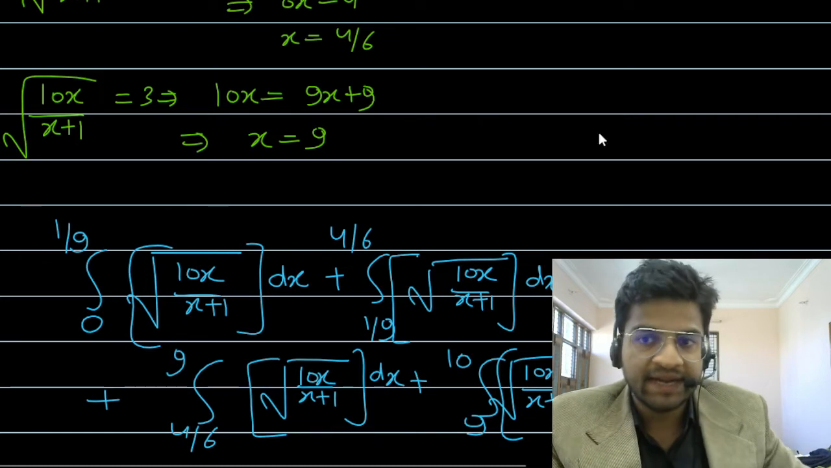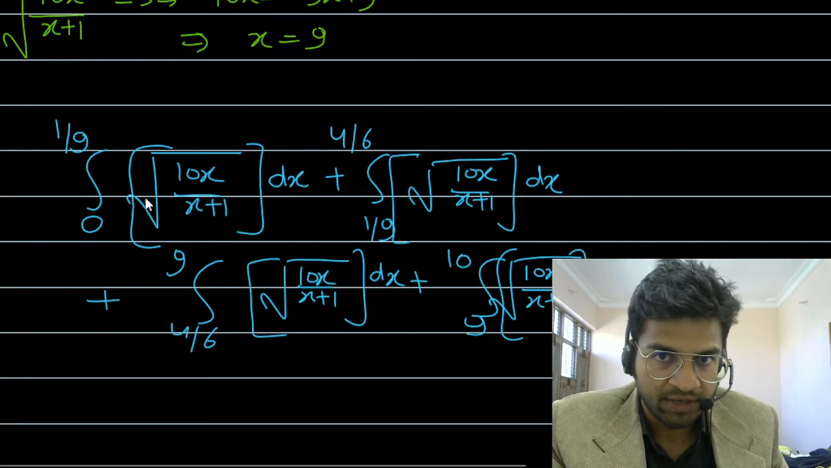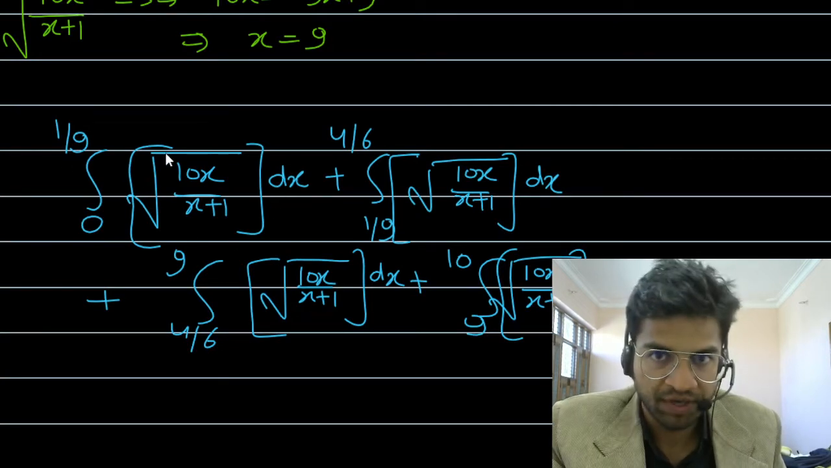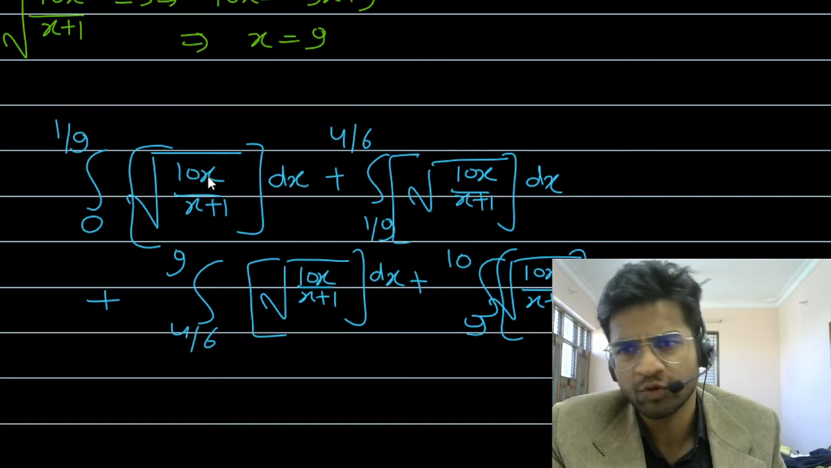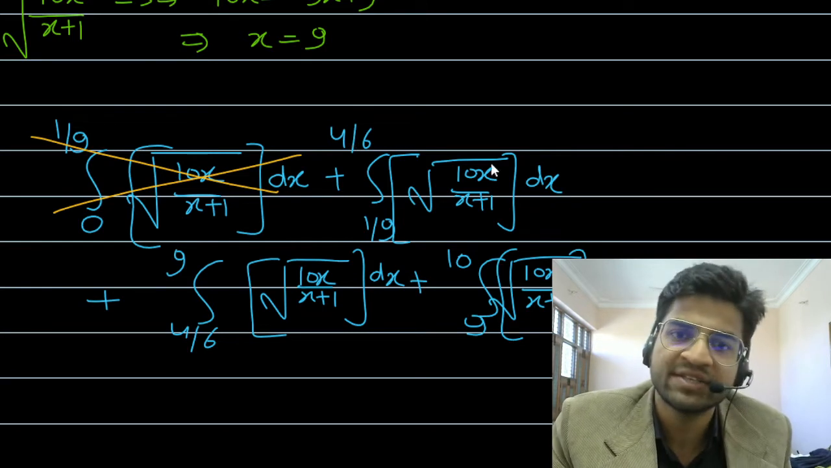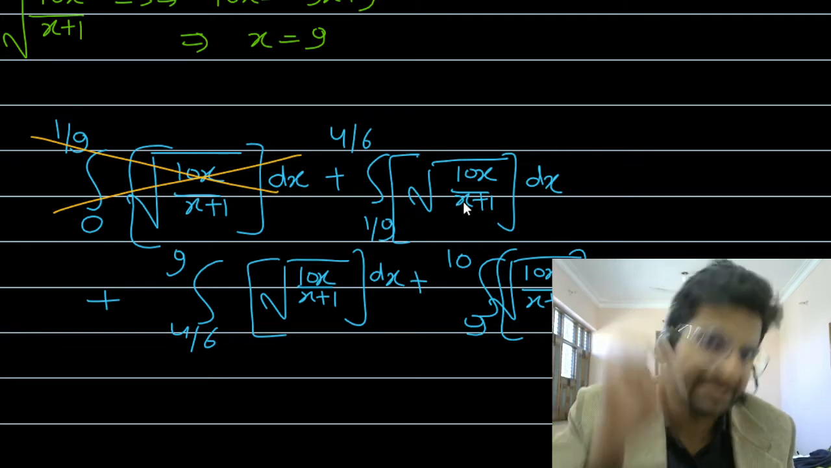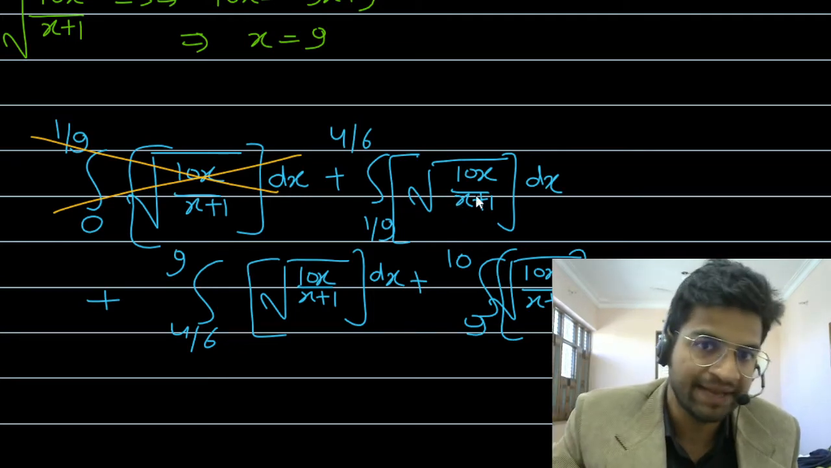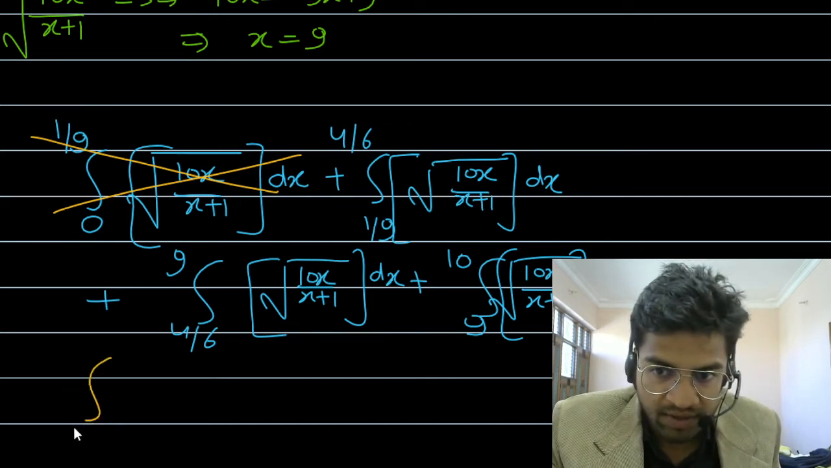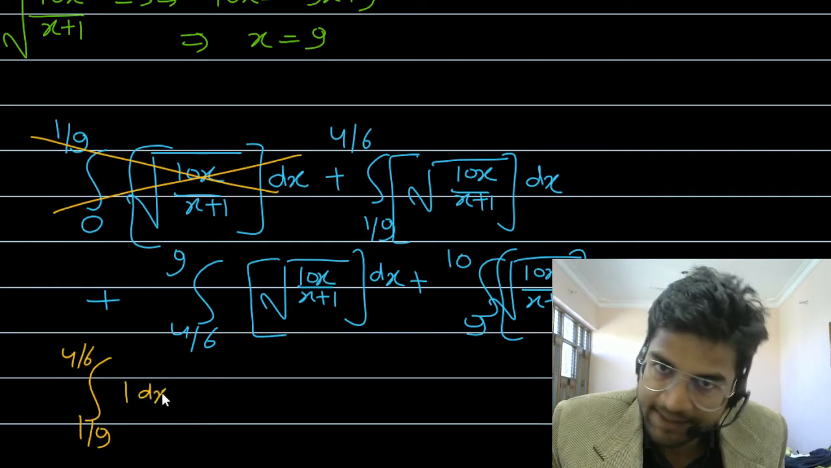Now just try to understand that for x equal to 1 by 9, this root expression is equal to 1. So for any value less than 1 by 9, it will be 0. The greatest integer will give 0, so 0 into anything is 0. So we need not calculate this. For 4 by 6, this root expression is equal to 2. But for any value less than 4 by 6 and greater than 1 by 9, this will be 1. Fine. So we have the integral from 1 by 9 to 4 by 6 of 1 dx.